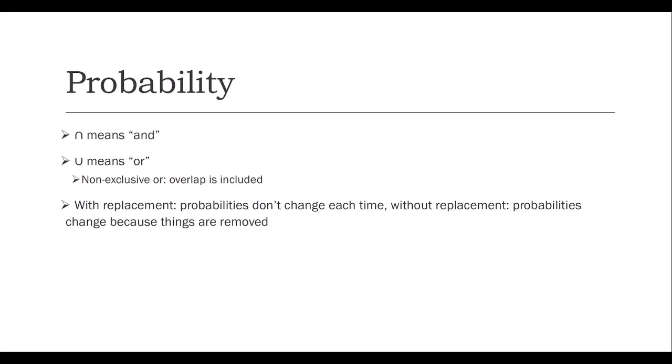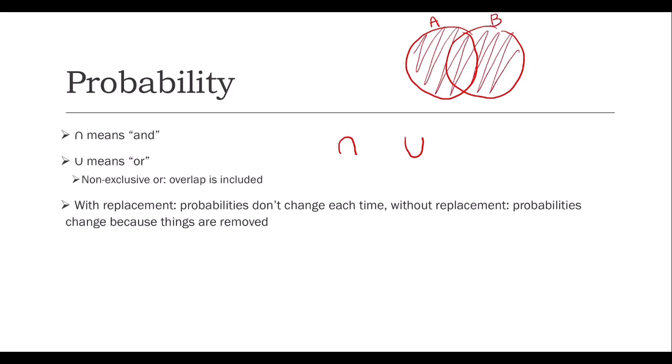For probability, if you have a symbol like this, it means and. So you could find the probability of flipping a head and flipping a tail if you're flipping two coins. If you have the one that looks like a U, that means or. And this or is non-exclusive. So with our Venn diagram, if you wanted the probability of A or B, that would be the total area of this entire thing, not just the probability of just A or just B. So this middle section is included, and that's why it's a non-exclusive or.